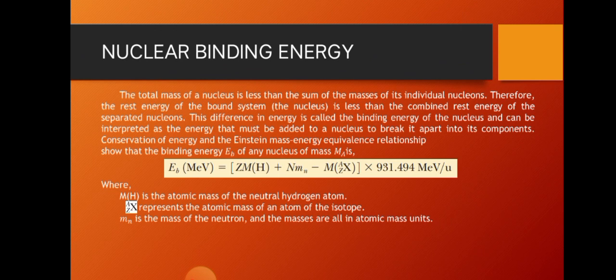Conservation of energy and the Einstein mass-energy equivalence relationship show that the binding energy EB of any nucleus of mass M(A,Z) is EB in mega electron volts, the MeV, equal to the quantity Z, the number of protons, times mH, which is the atomic mass of the neutral hydrogen atom, added to the number of neutrons times the mass of the neutron, with the masses all in atomic mass units, minus the atomic mass of the atom of the isotope, all multiplied by our rest energy conversion, which was previously solved: 931.494 mega electron volts divided by the atomic mass unit.